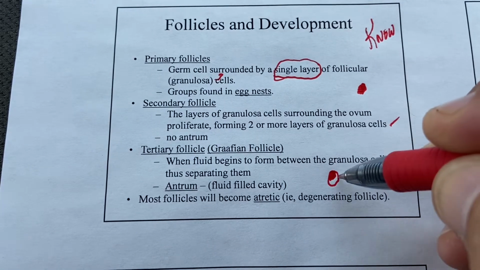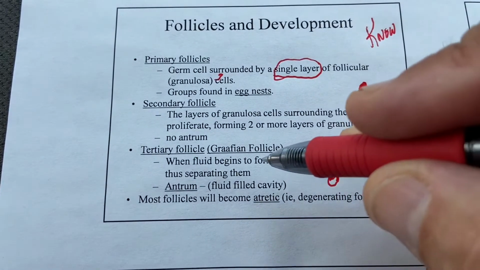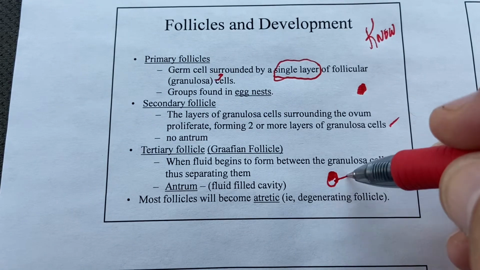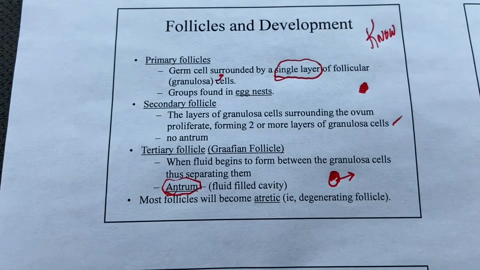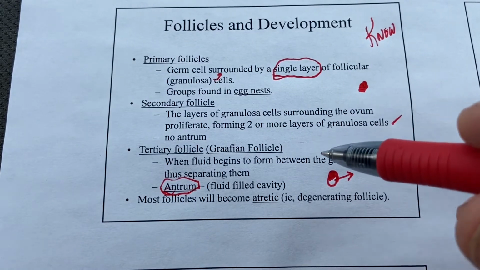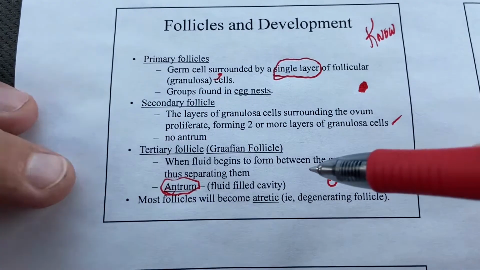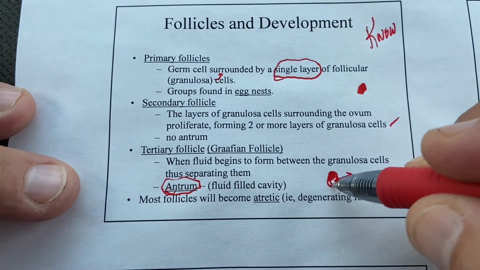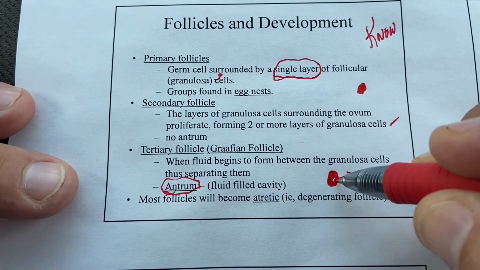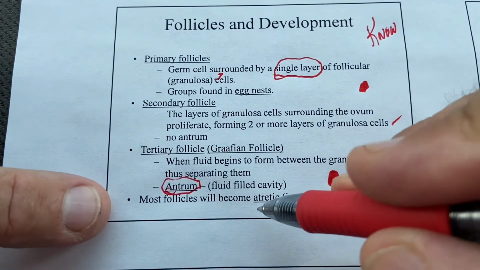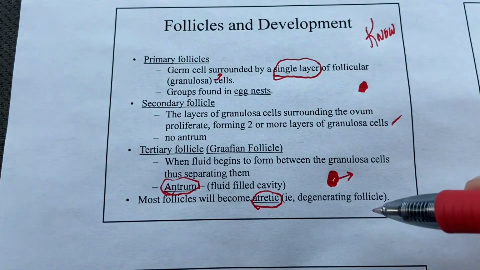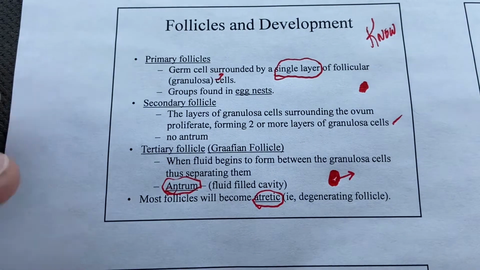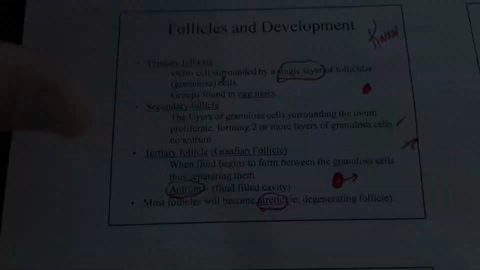And so that's when we're going to have the fluid. And then we call that spot, or that cavity right there, your antrum. And so that's when we're at the tertiary Graafian follicle. And this is the one here that's going to become your dominant follicle, or the one that's probably going to release. Most follicles will become atretic, which means they are going to degenerate, and they'll never be at a point where they release an egg.